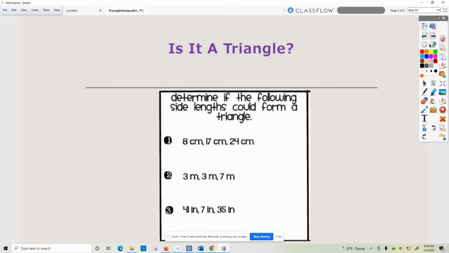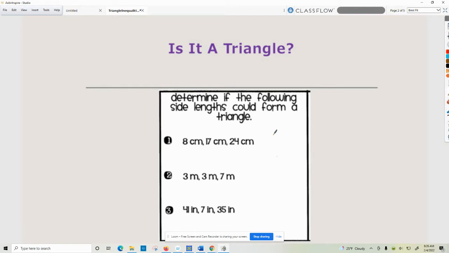Okay, so today, the first thing we're going to look at is, is it a triangle? Can I take these three sides and determine if I can make a triangle or not? So what we want to do is take our short side, our second short side. So take the two smallest or shortest sides that you are given and add them up and make sure that we are greater than the big side.